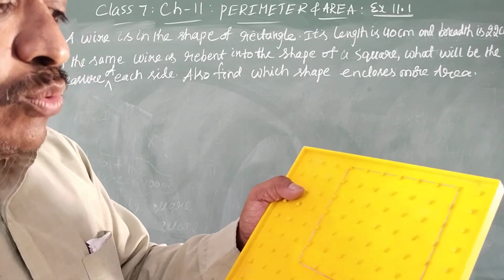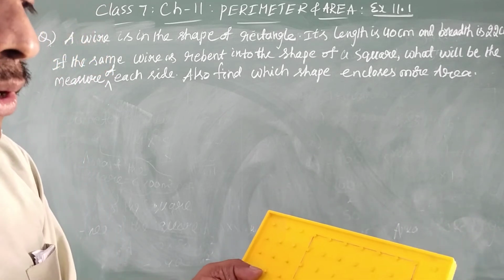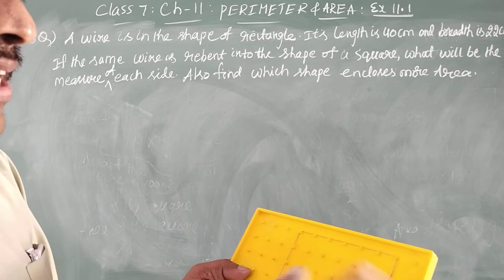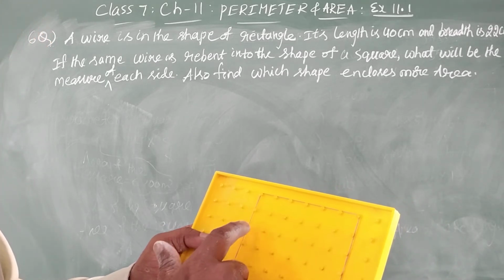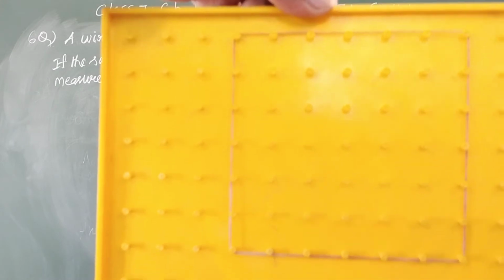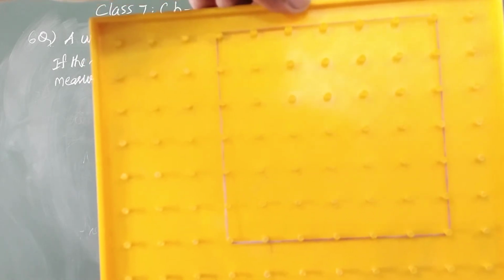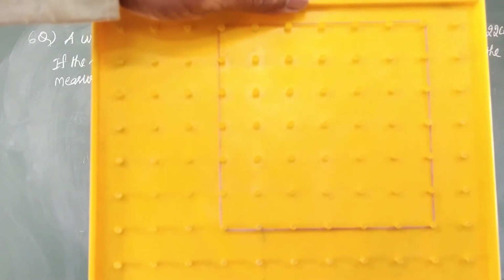So here, square means what? All sides are equal. All sides must be equal. Four equal sides, the length of the four sides will be equal. You can see this. Now the square, they rebent the same length, same rubber band, we just rearrange as a square. Then which figure will enclose more area and what would be the side of that?